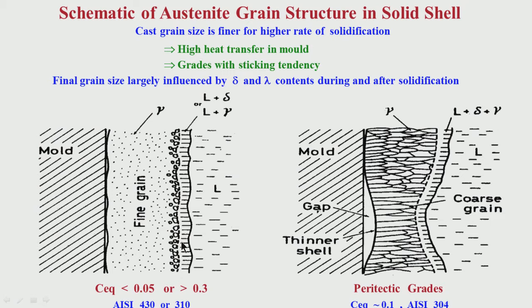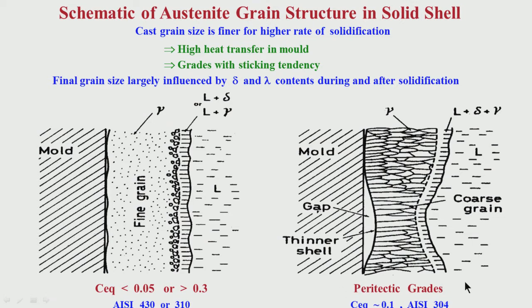So when we have a sticking tendency, we have fine grains. Solidification is either through liquid plus delta or through liquid plus gamma. That means either very low carbon equivalent or very high carbon equivalent, either ferritic 430 or austenitic 310. These are the chemistries where you have this type of structure because of sticking characteristics.